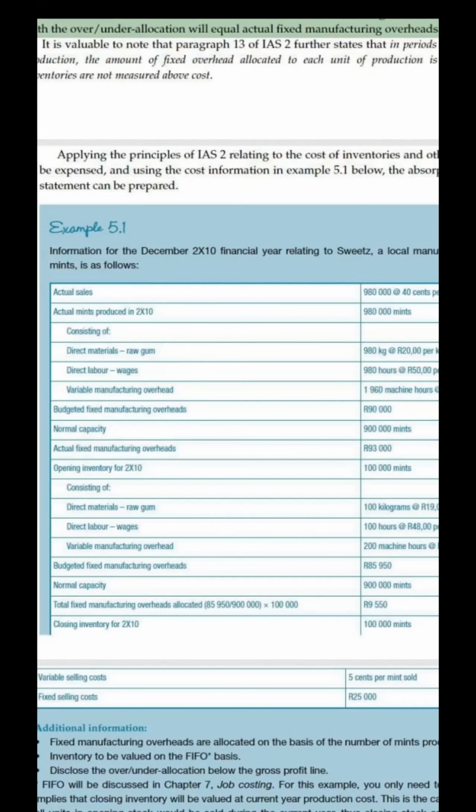So the variable manufacturing overheads. For any of these variable costs, what you need to establish is what they are varying with. What are they varying with?